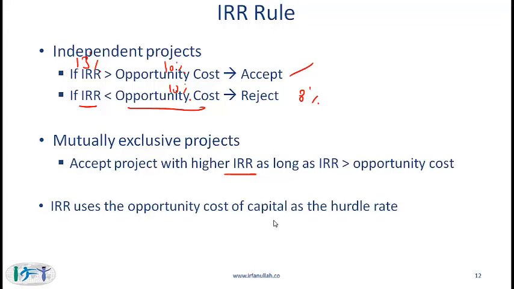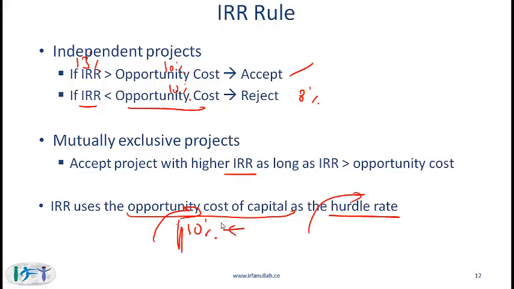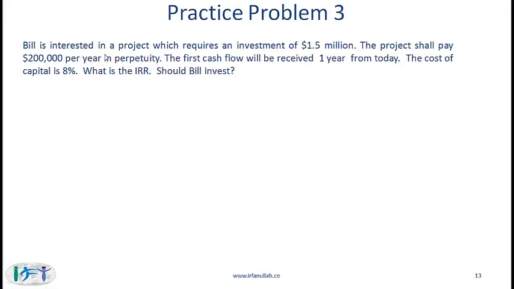IRR uses the opportunity cost of capital as the hurdle rate. A hurdle is something that you need to overcome, and if you think of a project, for a project to be accepted, it needs to overcome the opportunity cost of capital, or in other words, if at a given company the cost of capital or the opportunity cost is 10%, then for a project to be accepted, that 10% hurdle has to be overcome. So this rate is sometimes called a hurdle rate. Let's look at this practice problem now.